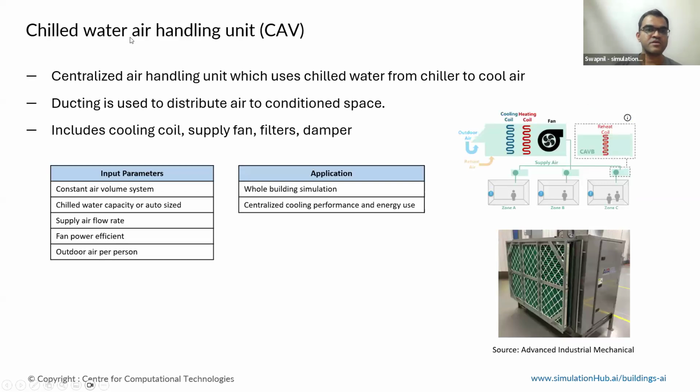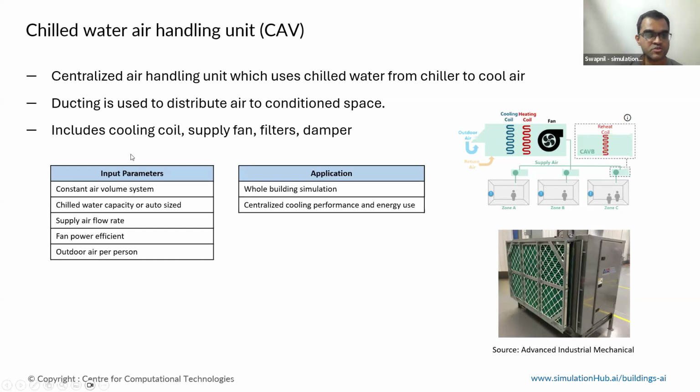Going ahead, we are going to see the chilled water air handling unit, which is a centralized air handling unit with ducts, commonly used for whole building performance in large commercial buildings, which will have central air handling units and a chiller side water plant to cool the air. It involves ducted systems mainly to distribute air to conditioned spaces, and it will involve all complexities like cooling coil, supply fan, filters, dampers, along with the AHU unit.